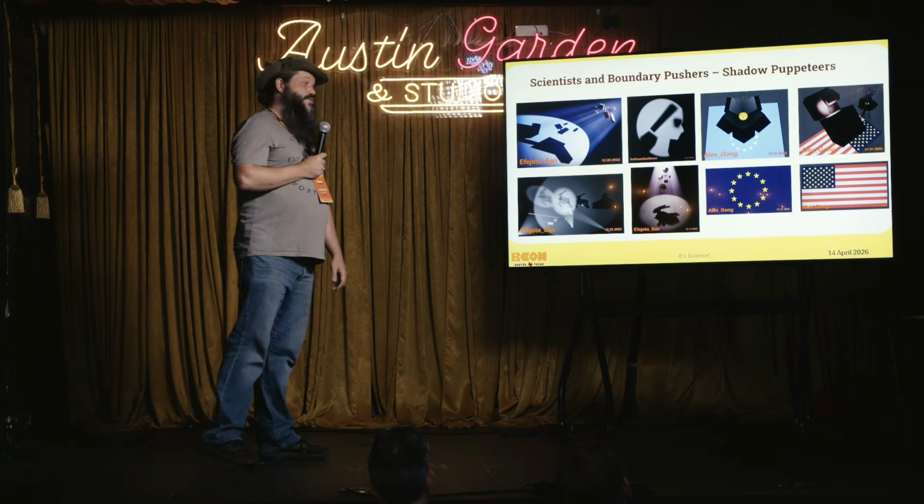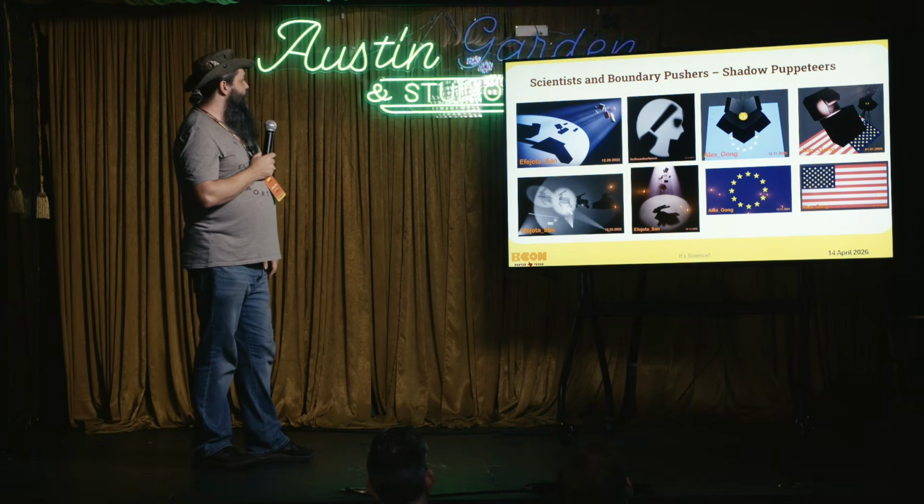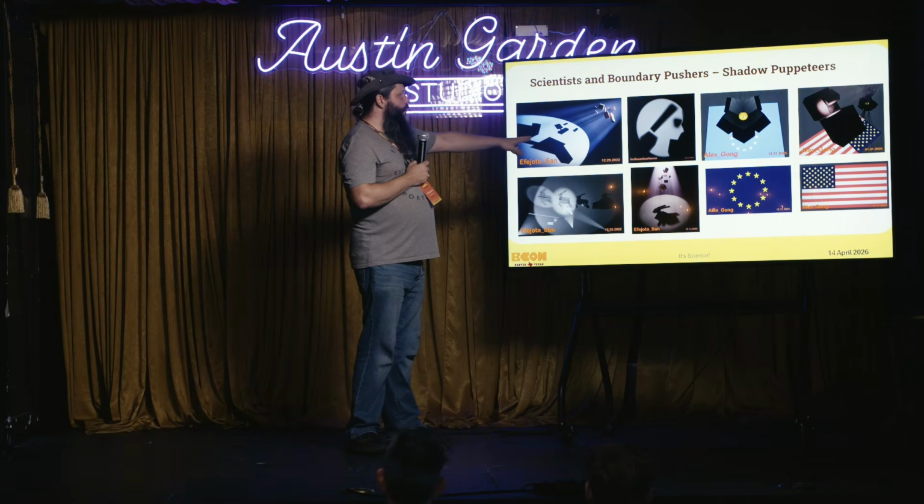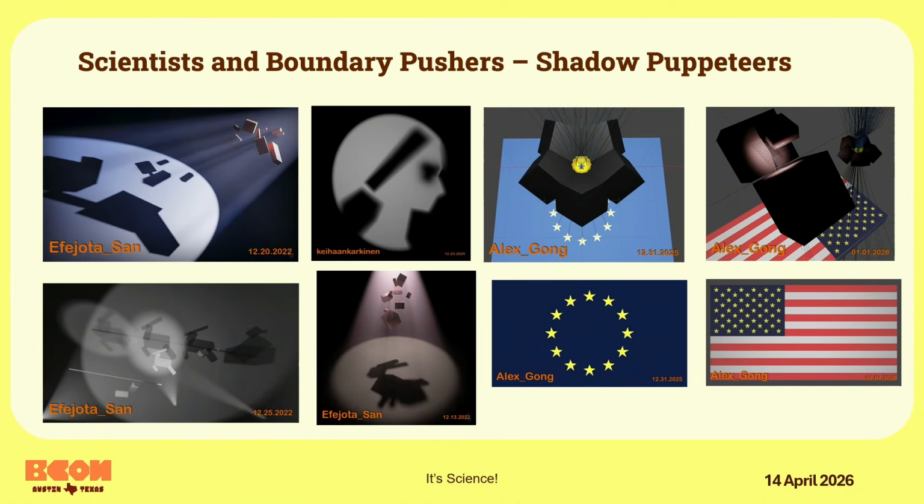And then people do some really cool shadow puppet stuff. So here we have ships sailing to the new world. Just a few scattered cubes and a spotlight casting the shape of the Earth. Beautiful portrait done in shadow. And Alex Gong was doing some really crazy, making entire flags and stuff with a bunch of different lights.